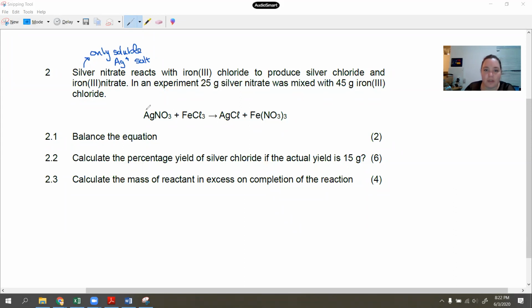In an experiment, 25 grams of silver nitrate was mixed with 45 grams of iron chloride. First question is to balance the equation. Now this question here is a nice challenging one to end on. So I'm going to quickly give you a chance to balance the equation yourself first. Okay, so I'm going to pause it. Can everybody quickly balance the equation?